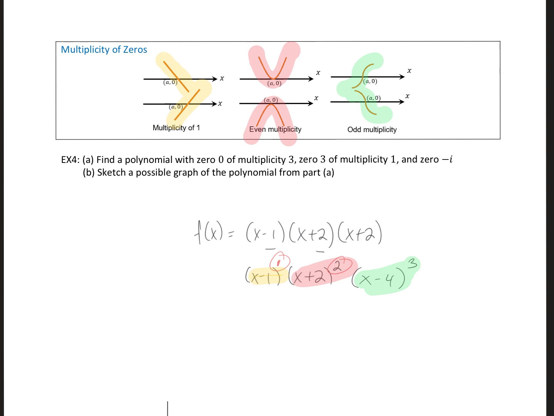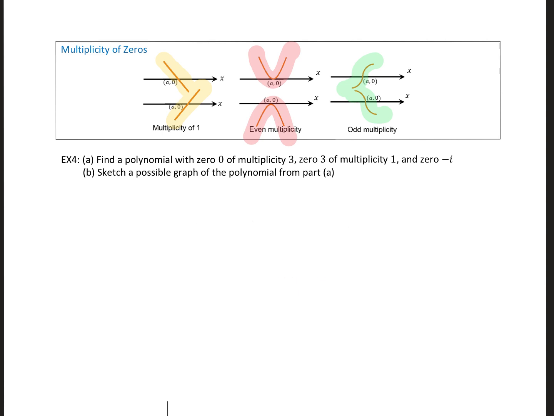All right, so again, these are the examples of the multiplicity. For example 4, we're going to find a polynomial with a 0 of 0 with a multiplicity 3, a 0 of 3 with multiplicity 1, and a 0 of negative i. All right, and again, by the conjugate theorem, if we have a 0 of negative i, we know we're going to have a 0 of positive i, as we covered earlier.